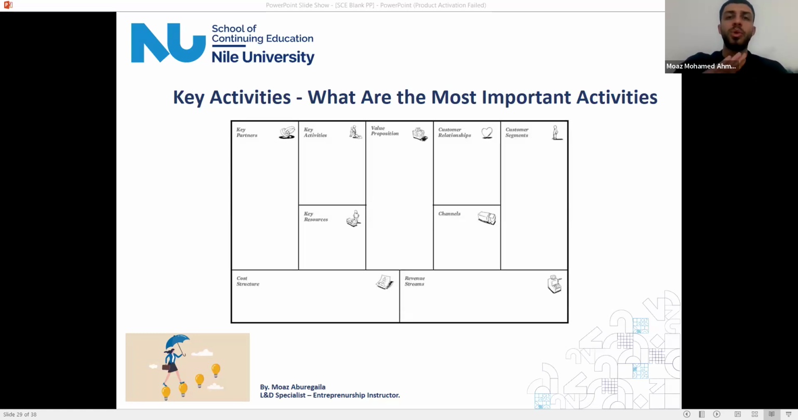So I want you to consider what activities are most critical to your business, and also what you must focus on to deliver your value proposition. Is it the product development? Is it the marketing, the sales, maintaining the web or the application, the customer service? Is it something physical, something online? What could be a critical activity to your business to ensure that your business model works?